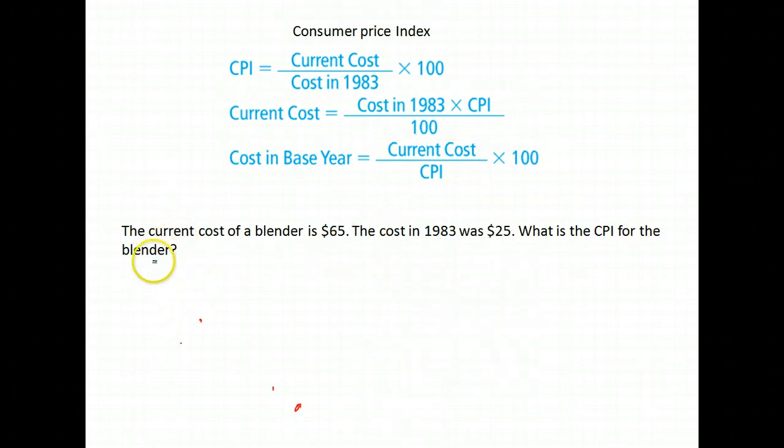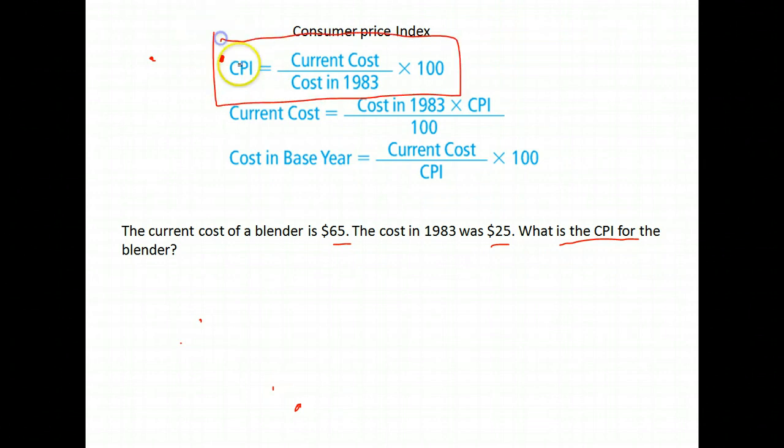Okay, so in this question we're still dealing with Consumer Price Index, or CPI. And it says the current cost of a blender is $65. The cost in 1983 is $25. This time they say, what is the CPI for the blender? So when we're looking at our formulas up here, we want the one that gives us CPI. So we want the one that says CPI equals. So this is the formula we're going to use to find the CPI.